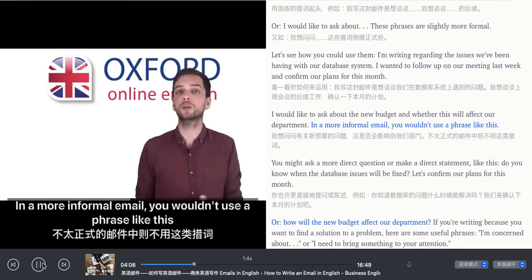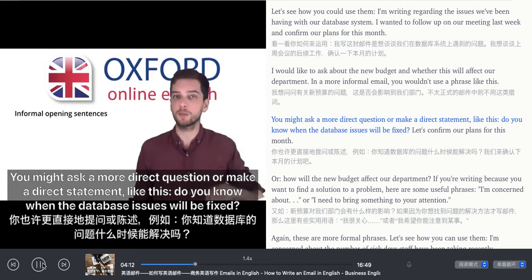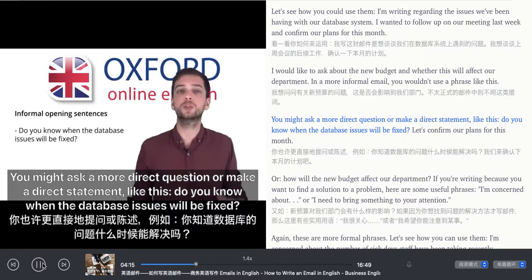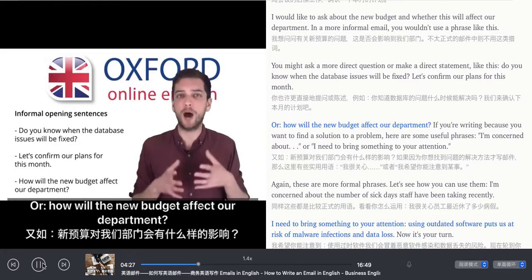In a more informal email, you wouldn't use a phrase like this. You might ask a more direct question or make a direct statement like this. Do you know when the database issues will be fixed? Let's confirm our plans for this month. Or, how will the new budget affect our department?